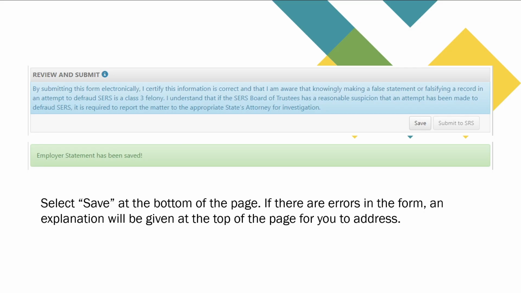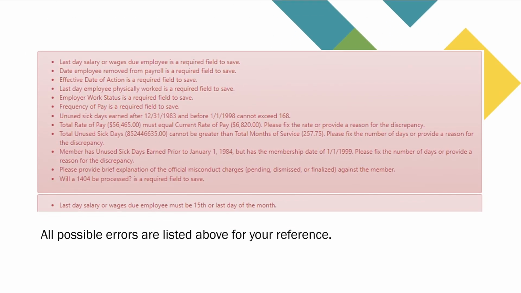By selecting the Save button at the bottom of the page, you're simply saving it. If there are any errors in the form, an explanation will be given at the top of the page for you to address. So you click Save, and let's say you mistyped number of days. You would get an error message saying that you maybe typed in an alpha character in a numeric field, and so it's going to kick out an error.